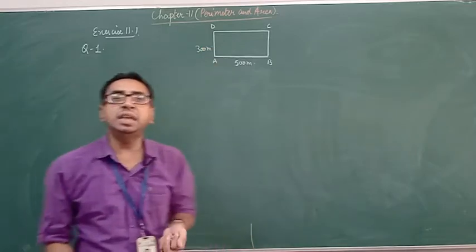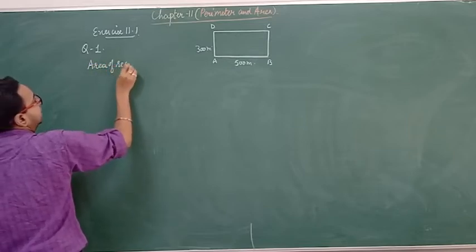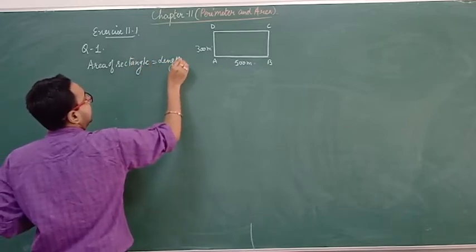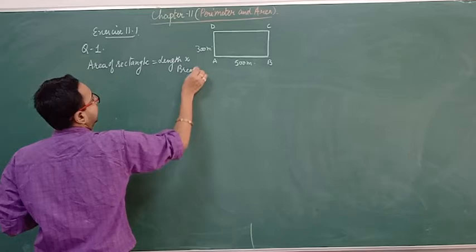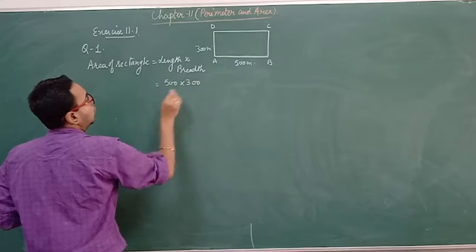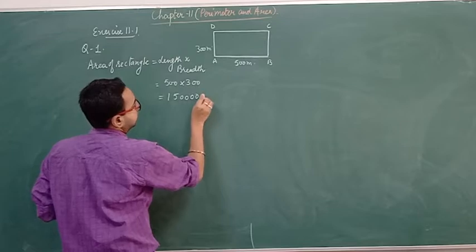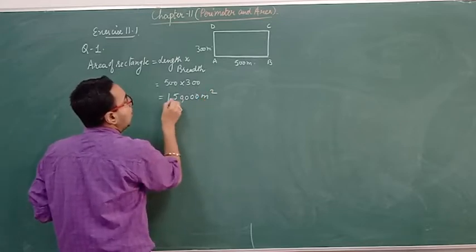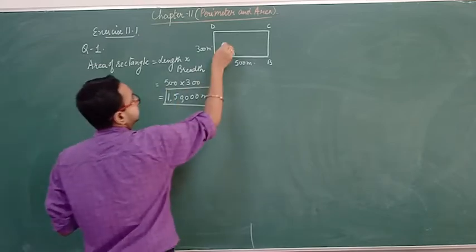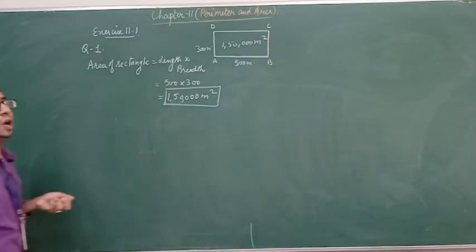So first we have to find the area of this rectangular plot. What is the area of rectangle? Area of rectangle is length into breadth. Yes or no? Length into breadth. So what is length? 500. What is breadth? 300. What will we be getting? I hope meter square. So we'll be getting 1,50,000 meters square is the area of the given plot. Any doubt?